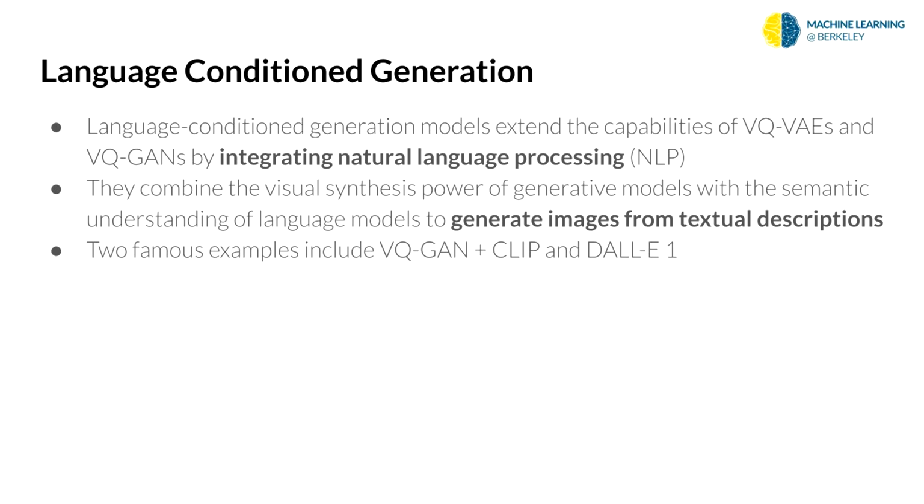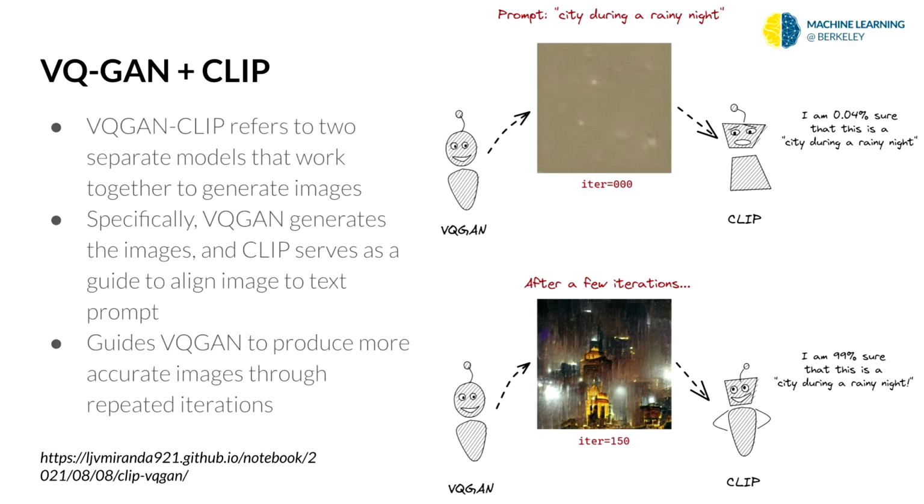But specifically, we're going to talk about the first two big players in this space, which is VQ GAN plus Clip and DALL-E 1. So VQ GAN plus Clip is one model together. So how does VQ GAN plus Clip work? Recall that Clip is essentially a model that can take in images and predict its text. It can guess what is in this image.